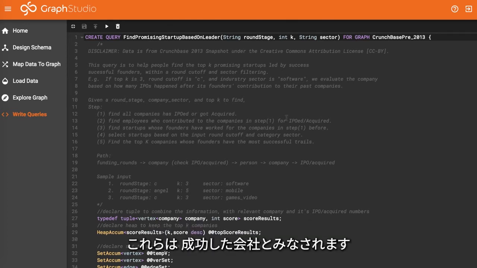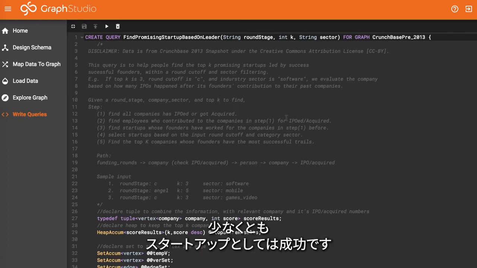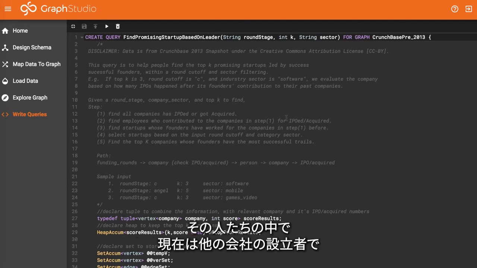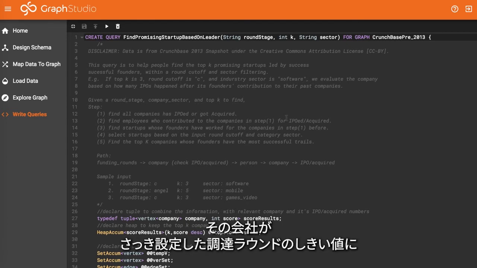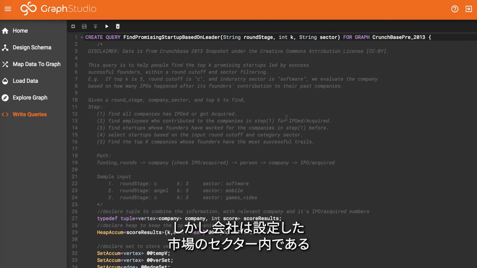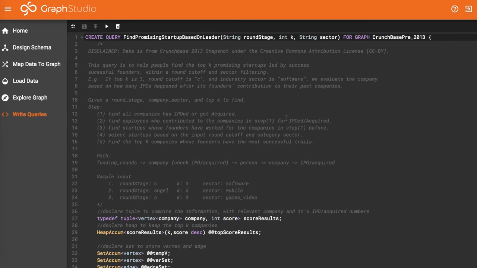We consider this a successful company. At least that is success for a startup. Then we measure who worked for a successful company and who is now a founder of another company that has not yet passed the funding round threshold that was one of our input parameters, and which is also within the market sector that we specified as another input parameter.